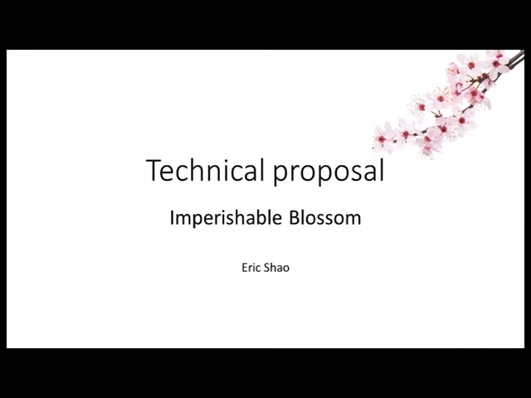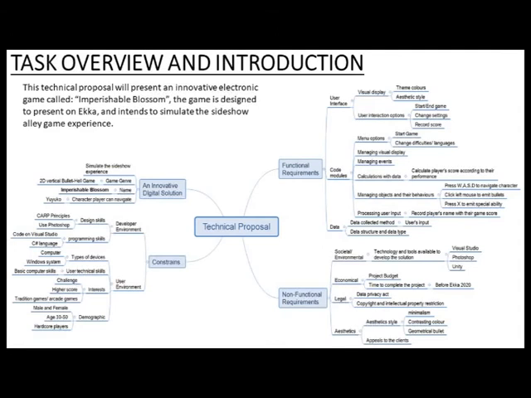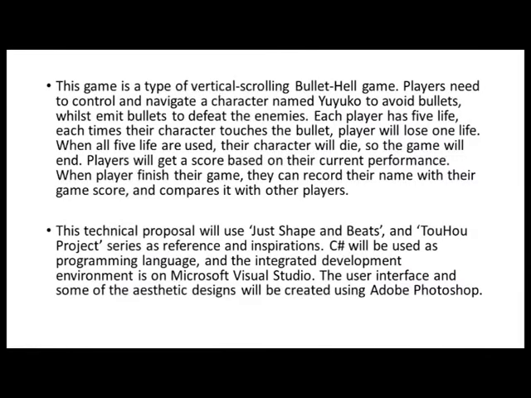This technical proposal will present an innovative electronic game called Imperishable Blossom. The game is designed to be presented on campus and intended to simulate a sideshow game experience. The map below is a breakdown of tasks, which briefly introduces the intention of this proposal, as well as the functional requirements, non-functional requirements, and constraints.